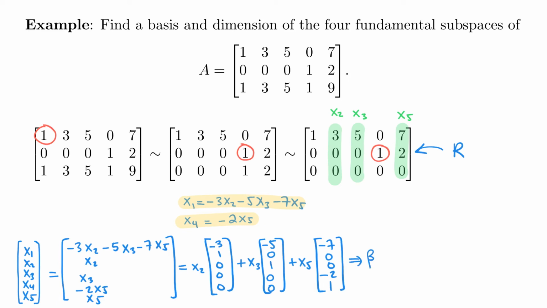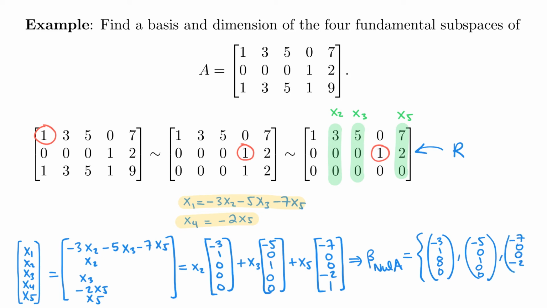Therefore, the basis for the null space of A is constituted of these 3 vectors, which are minus 3, 1, 0, 0, 0, minus 5, 0, 1, 0, 0, and minus 7, 0, 0, minus 2, 1. And therefore, the dimension of the null space of A is equal to the number of the vectors in the basis of the null space of A, which is 3.